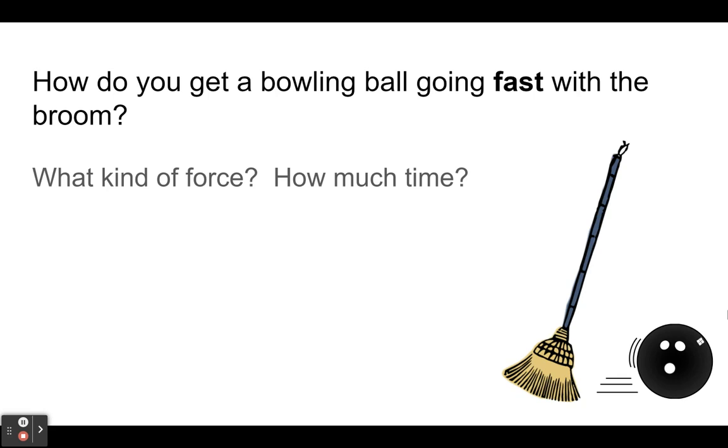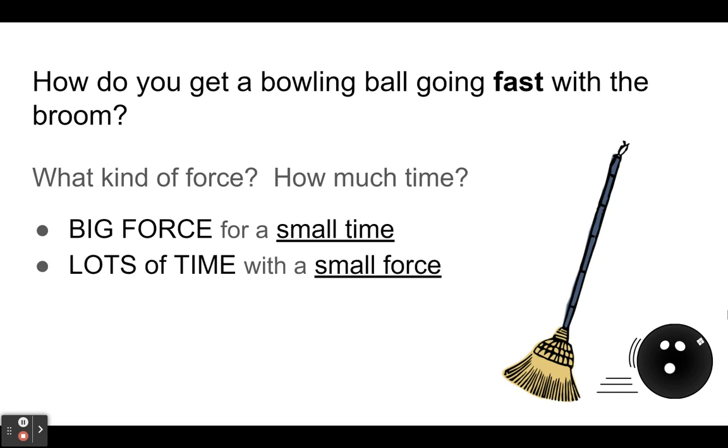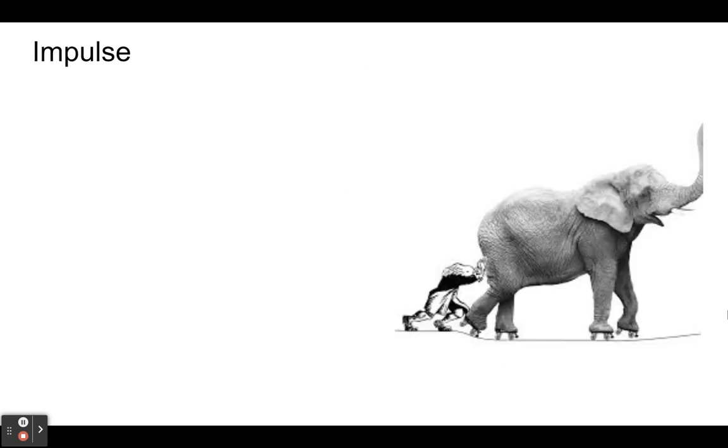If I want to make the bowling ball go fast, I could apply a big force for a small amount of time. The other option is that I could push on it for a long amount of time with a relatively small force. And of course, I could push it with a big force for lots of time to get it to go even faster. But the idea being, if I want to get this going fast, I can either push with a big force or for a lot of time.